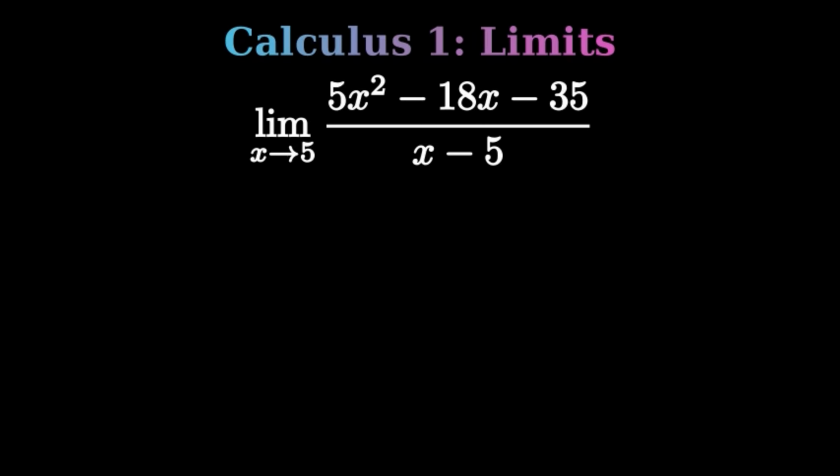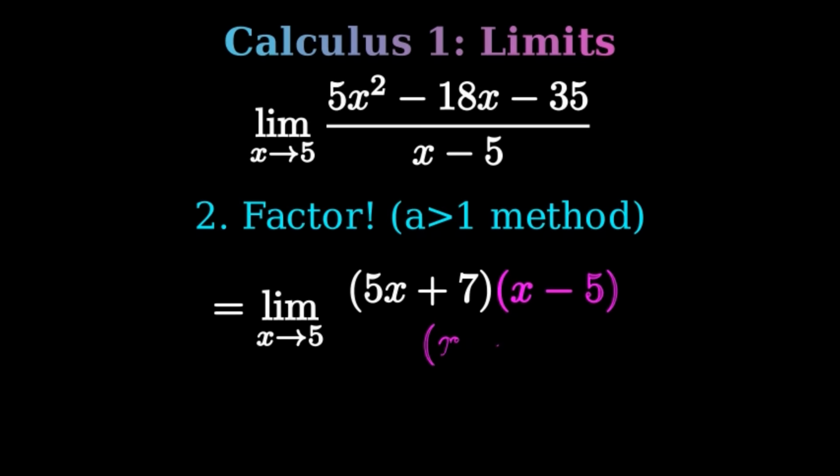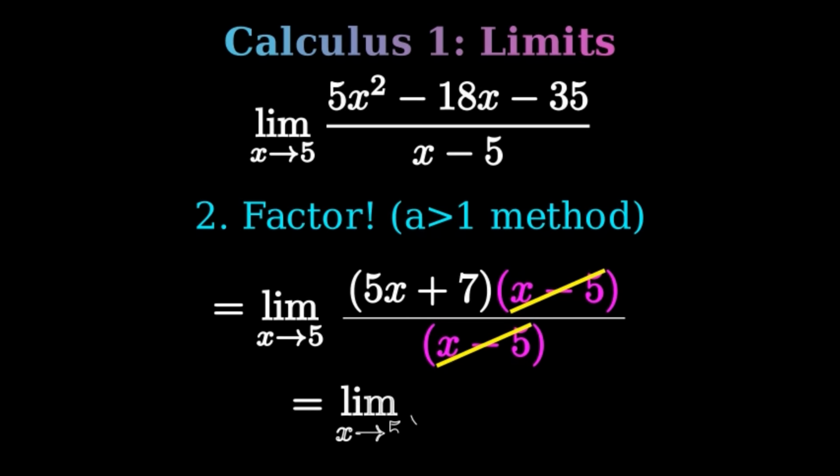So if we factor this thing, it looks like it's going to give us the limit as x approaches 5 of 5x plus 7 times x minus 5 over x minus 5. Well, use your algebra brain here. You see what the x minus 5s are going to do. They're going to cancel, right? So after that happens, you're going to write what's left over. Okay, so that's the limit as x approaches 5 of 5x plus 7.